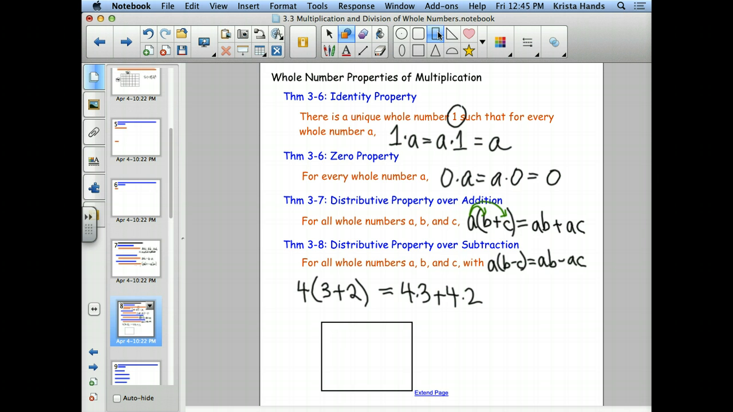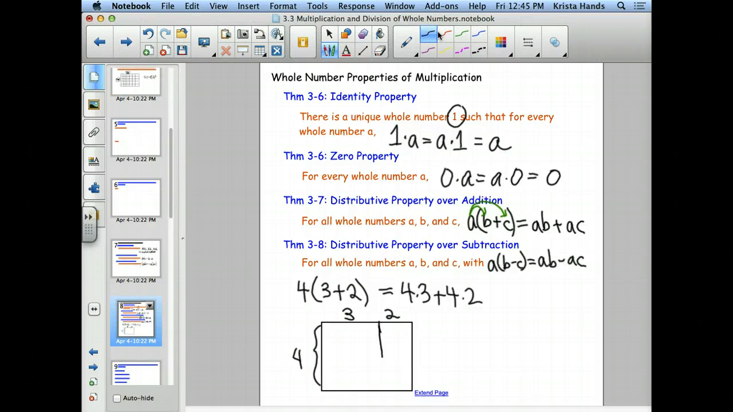We'll go with that. So this is length 4 over here, and along the top I'm going to have a length of 3 and a length of 2. In an area model, 4 on one side, I have a 3 portion on top and a 2 portion on top, kind of like a number line.